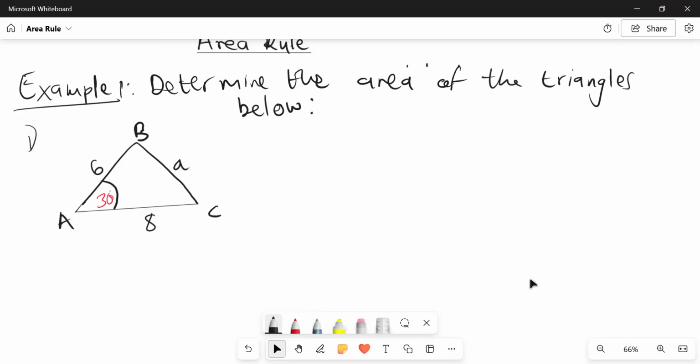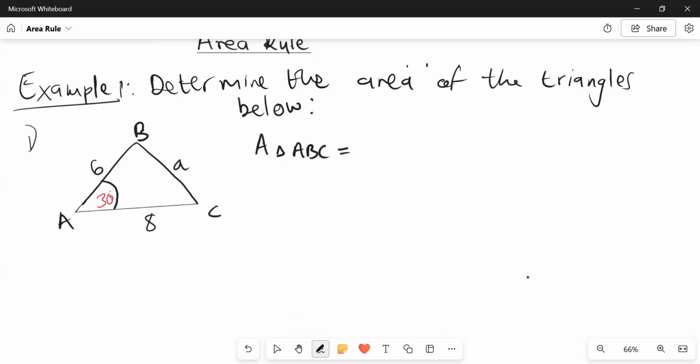Now, we have conditions for the area rule. How do we use it? We can only use the area rule if we have an included angle. That's when you can use the area rule. So now, do we have an included angle here? Yes, we do, because these two sides make this angle an included angle. So you have your area of triangle ABC.